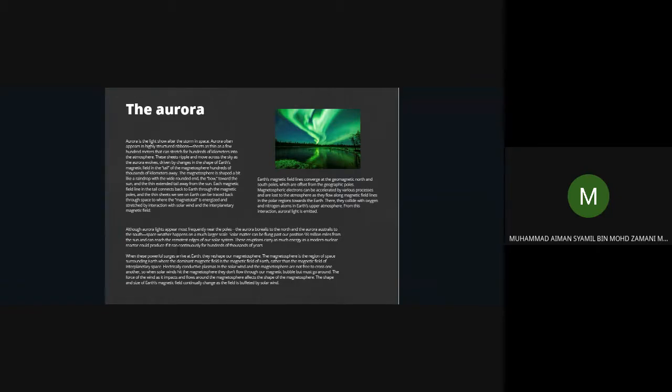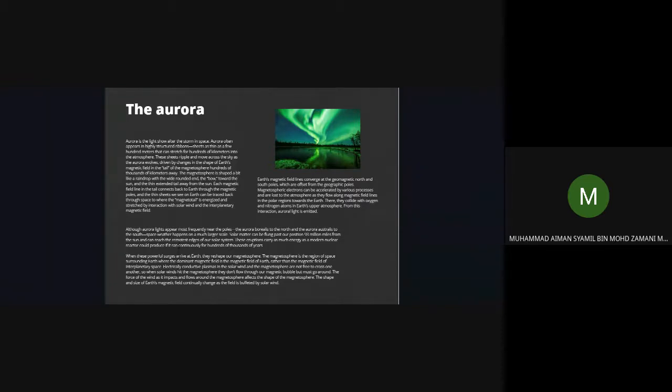The magnetosphere is shaped a bit like a raindrop with the white rounded end, the bow, toward the Sun, and the thin extended tail away from the Sun. Each magnetic pulse and the thin sheets we see on Earth can be traced back through space to where the magnetic tail is energized and stretched by interaction with solar wind and the interplanetary magnetic field.